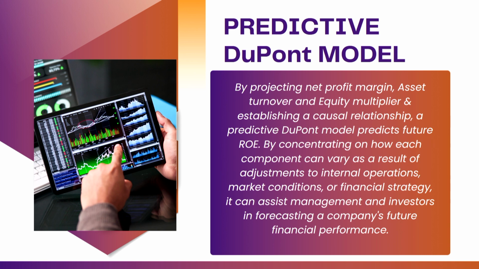Now, the components would remain the same. When you talk about the predictive DuPont model, it is essentially the protocol of projecting net profit margin, asset turnover, equity multiplier and establishing a causal relationship. A predictive DuPont model predicts future ROE by concentrating on how each component can vary as a result of adjustments to internal operations, market conditions or financial strategy. It can assist management and investors in forecasting a company's future financial performance.